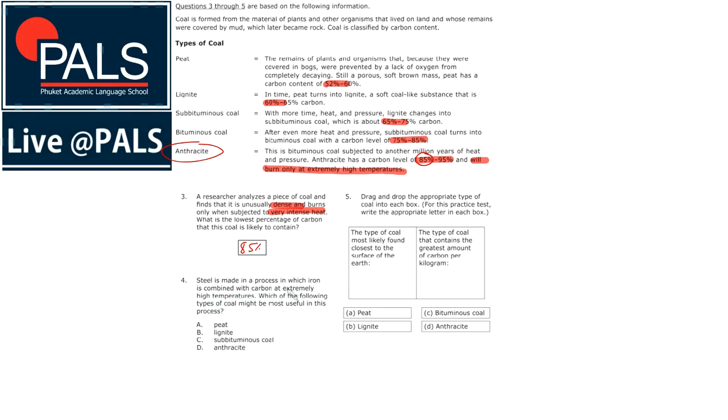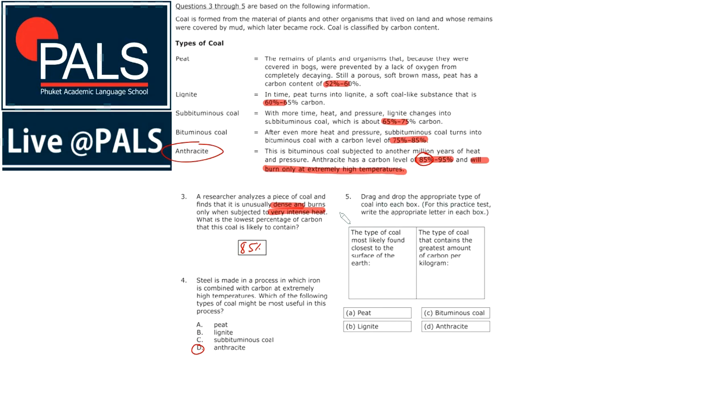Question 4. Steel is made in a process in which iron is combined with carbon at extremely high temperatures. Which of the following types of coal might be most useful in this process? So we are combining iron with carbon and nothing else. So we only want carbon as pure as possible at extremely high temperatures. So that sounds very much like anthracite again.